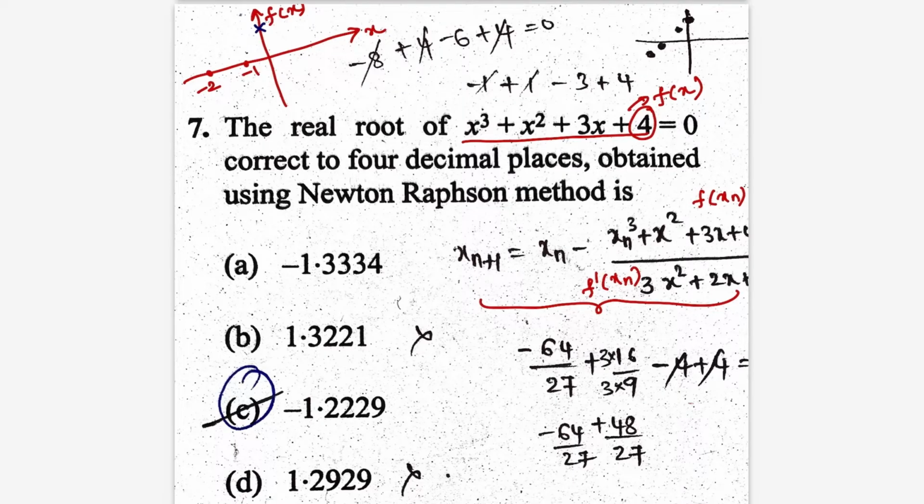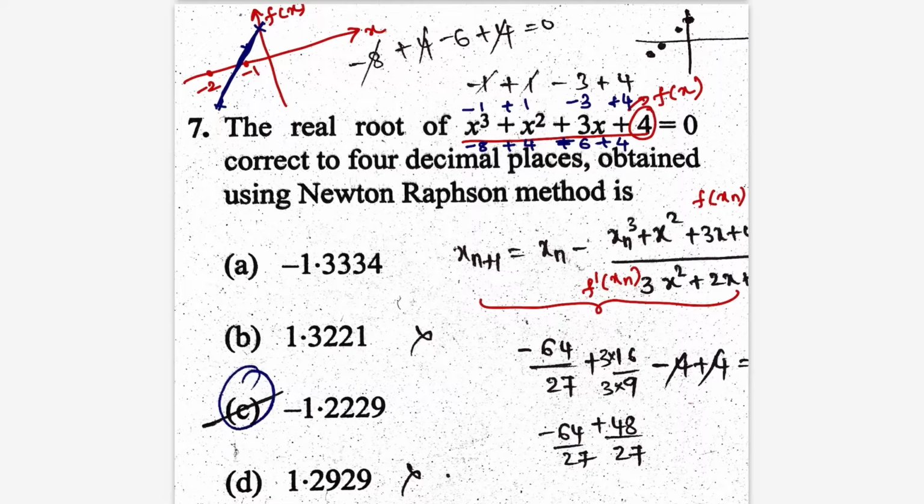When x is minus 1, that means minus 1 plus 1 minus 3 plus 4, which comes out to be plus 1. f of x is plus 1. When x is minus 2, it would become minus 8 plus 4 plus minus 6 plus 4. That comes out to be 8 minus 8 minus 6. So when you plot the graph, it would come something like this.